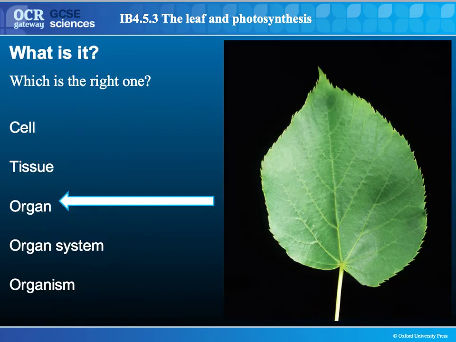So very briefly, we're going to look at some different parts of a plant and which of these key words they are: are they a cell, a tissue, organ system or organism. So this first one that we're looking at here is a picture of a leaf. Now a leaf is actually an organ. It's a group of tissues working together to carry out a function as an organ.